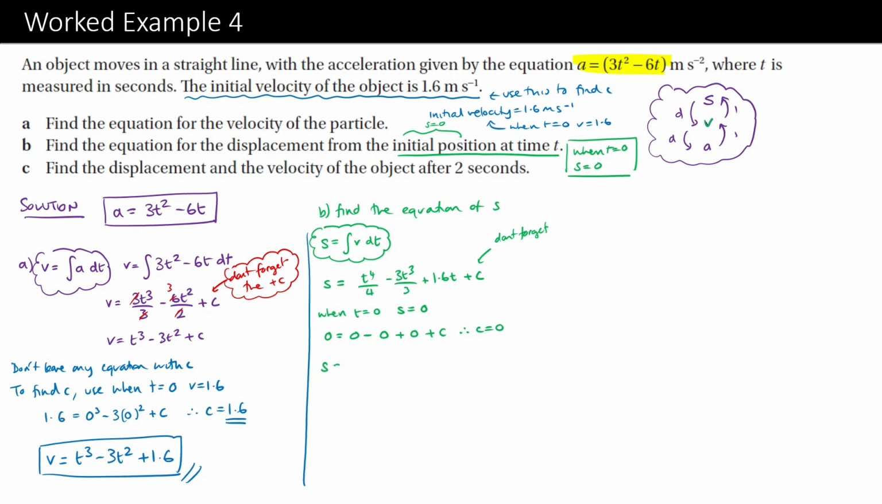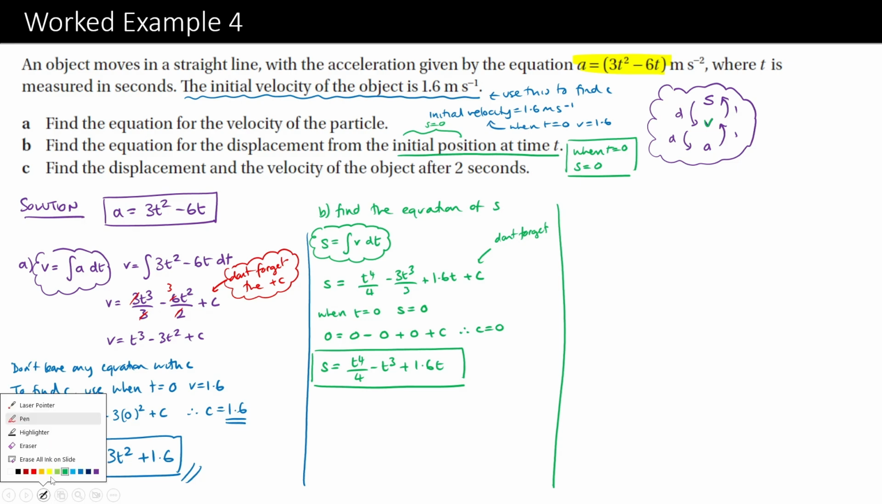So my equation for S is going to be, and I can simplify what I've written in green, t to the power of 4 over 4 minus t cubed plus 1.6t, and that's it. I can put a little box around that. Now if you want to write it as s equals a quarter t to the power of 4 minus t cubed plus 1.6t, that's absolutely your choice, and it will still be marked correct as long as it is.